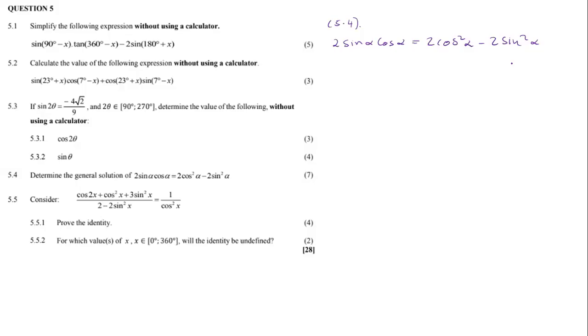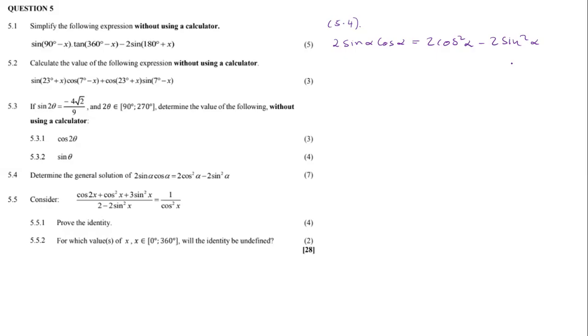So this is for 7 marks, right? We are not given the interval. If we were given the interval, then this is where we're going to use the k, which is the element of integers. So this is just 7 marks. So the aim here is to make sure that we have only one trigonometric ratio.